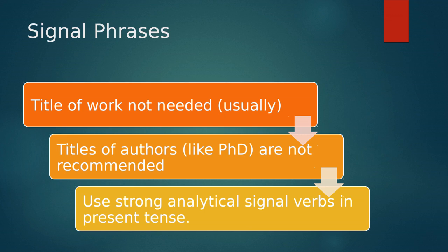Signal phrases. I saw a lot of "according to so-and-so," and then it gives the title of the work and all of that. Usually you don't need the title of the book unless you're just trying to pad it and add fluff, which why would you do that? So usually it's not needed. It's usually pretty awkward when it's there. Giving authors a title like PhD or MD is usually not recommended either. And then really, I encourage you to use strong analytical verbs in present tense when you're doing signal phrases. So let me explain what I mean by both of those things.